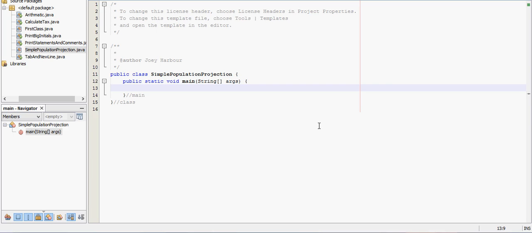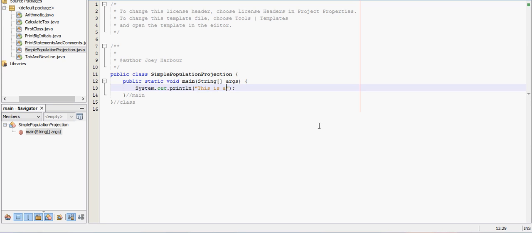In this video we're going to go over a very simple population projection, and of course this will not be an extremely accurate one because we're just getting started, but we'll go over more accurate population projections in the future. So the first thing we need to do is create a header telling the user what's going on.